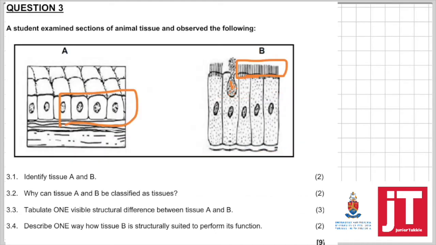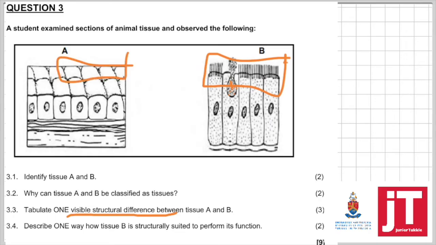Now, let's look at question 3.3. Tabulate one visible structural difference between tissue A and B. Now, I can see the major difference is the cilia. B has cilia, A has no cilia. You could have also said A is cube-shaped and B is column-shaped.